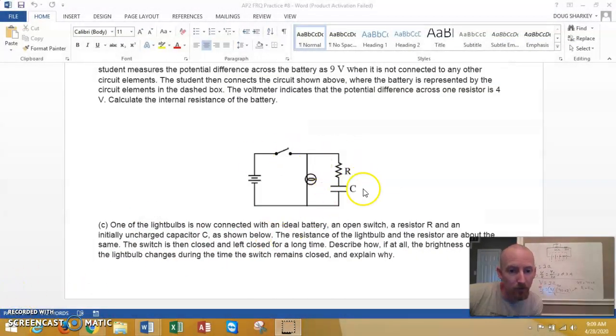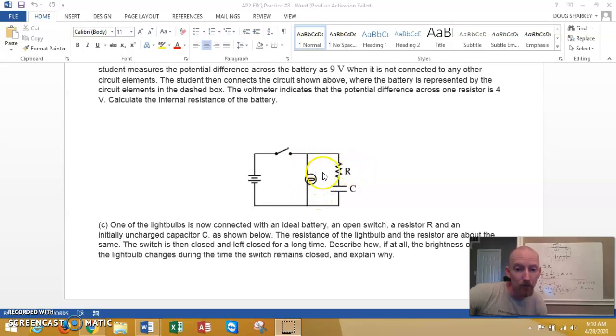Alright guys, for this last part they give you a sort of complex circuit where you've got a capacitor, a resistor, a bulb, and a switch. The bulb and the resistor have about the same resistance. So they close the switch and leave it closed for a long time. What's going to happen here, when you close the switch, you now have 2 branches that the current can go through, branch 1 or branch 2. Both branches are connected to either side of your battery. And they want to know what happens to the brightness of this bulb here.